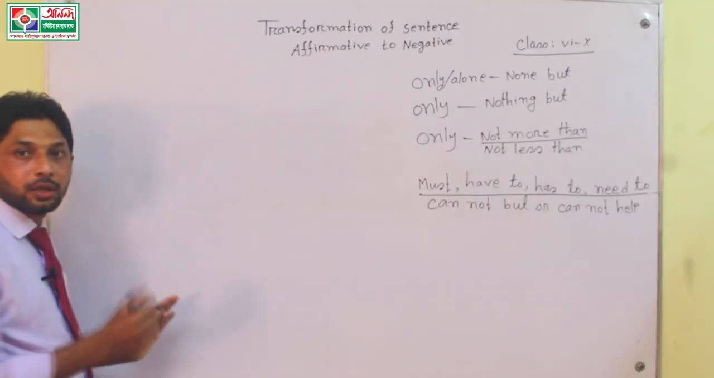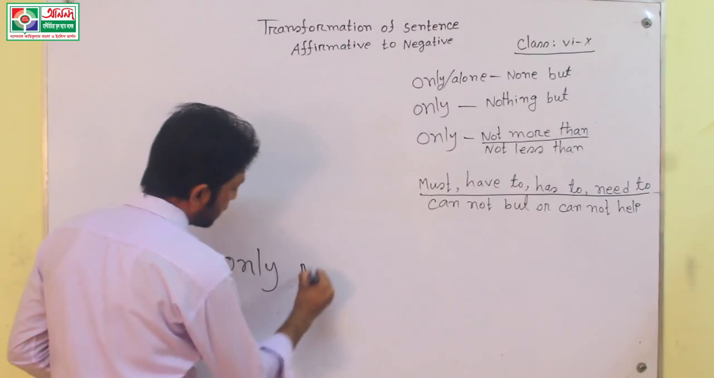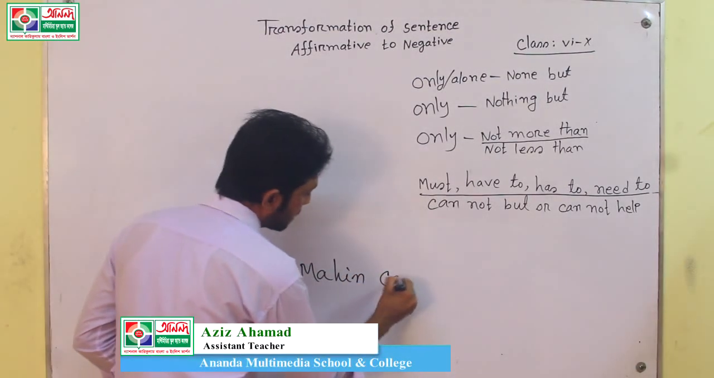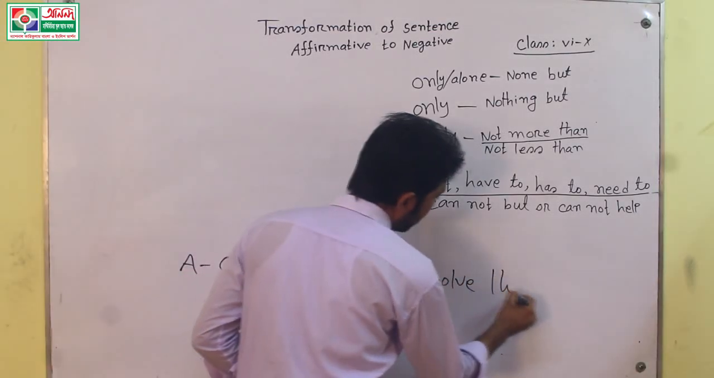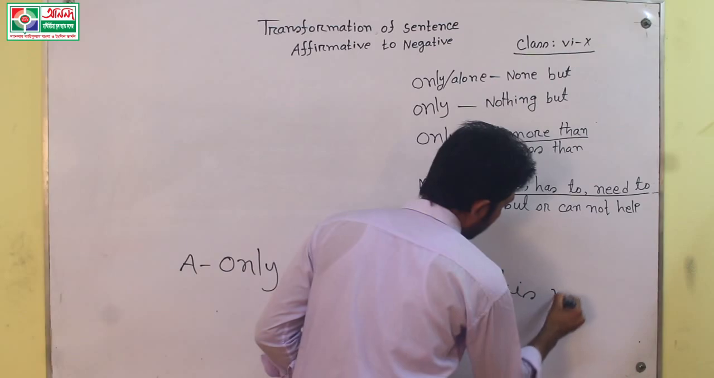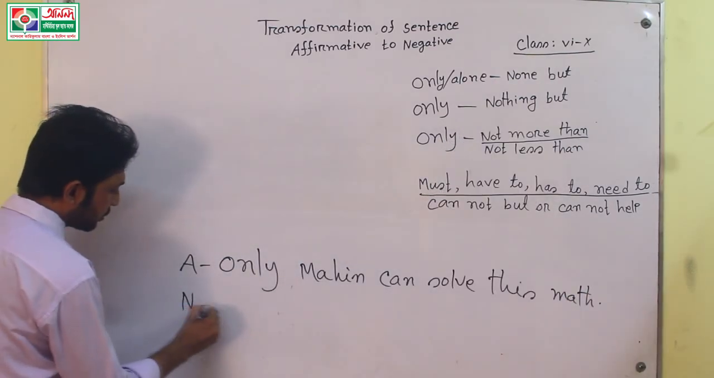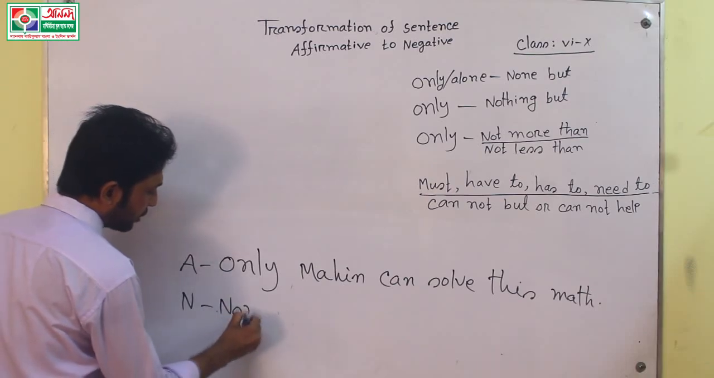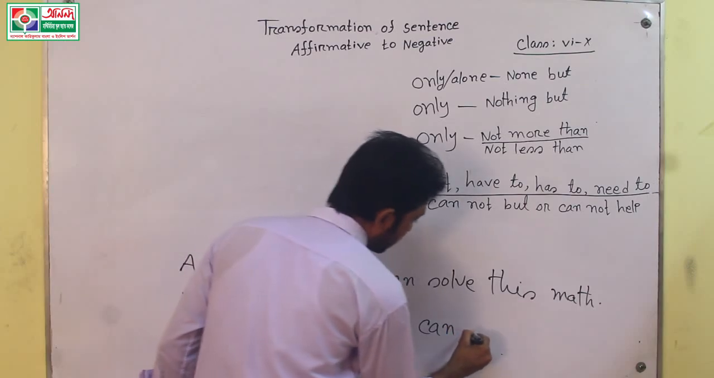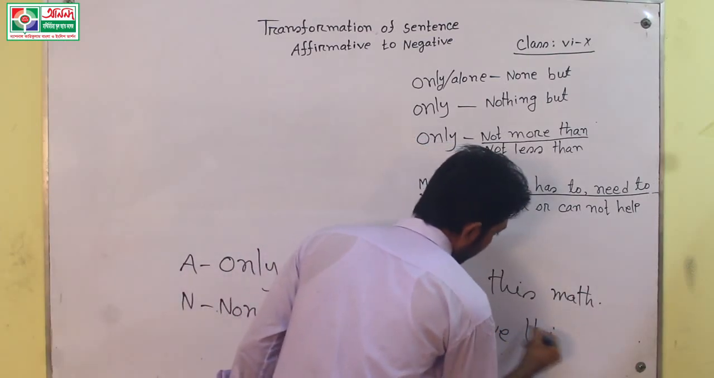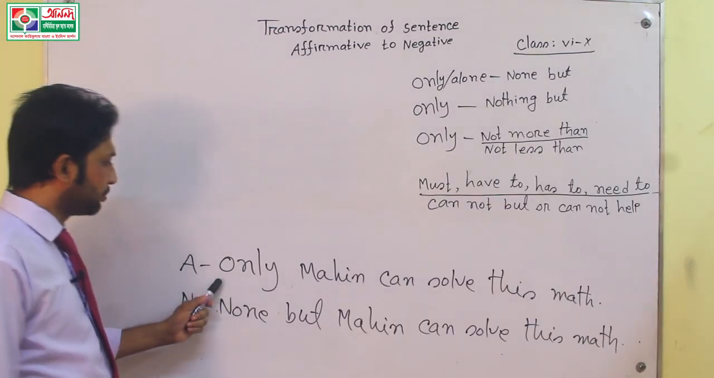My dear students, look at the example. Affirmative. Only Mahin can solve this math. Negative. None but Mahin can solve this math. Look at the example.